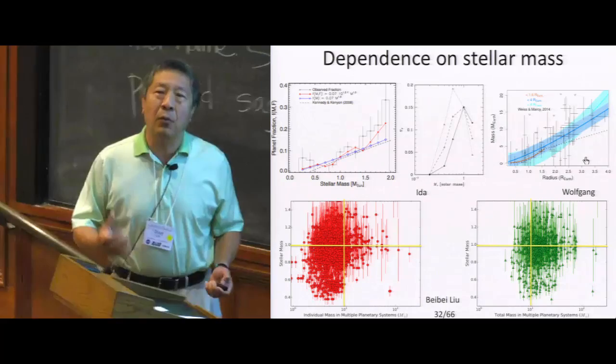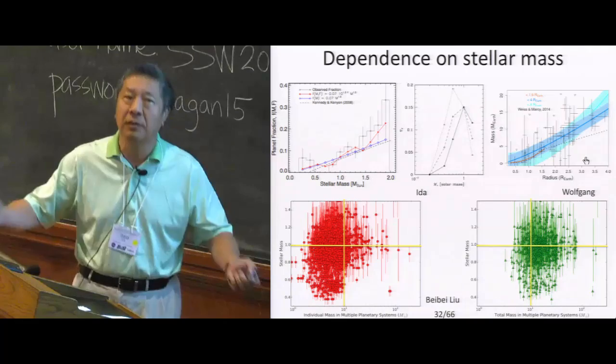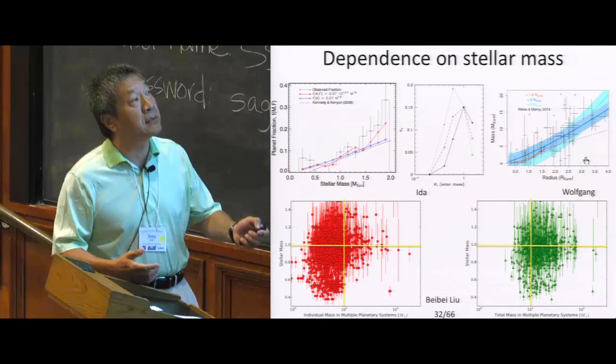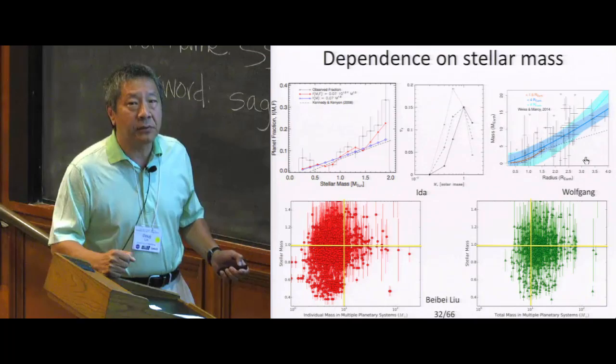That is who says the fraction of mass in the disk has to be a certain percentage of the host star. And only if you make that assumption can you generate this kind of correlation. So now let's see observational evidence. What do we have? Let's look at the Kepler data.